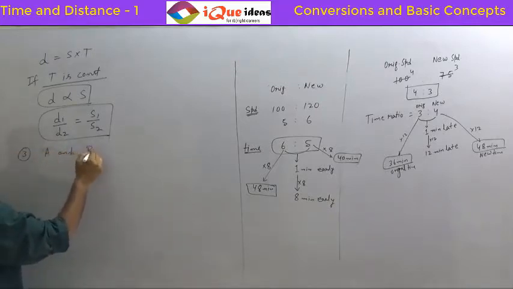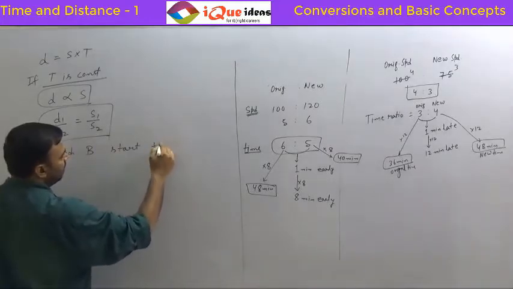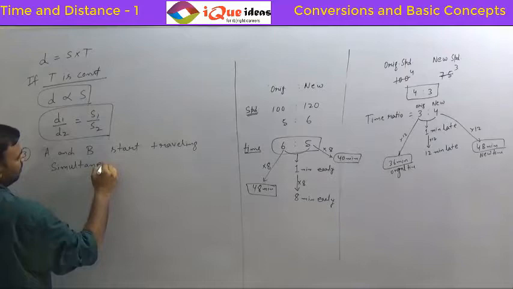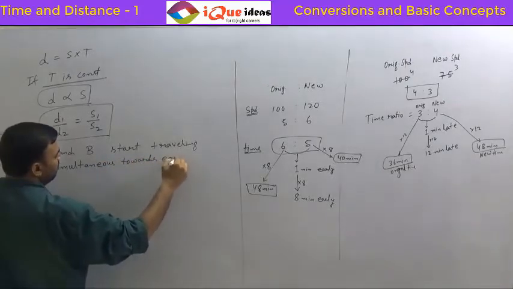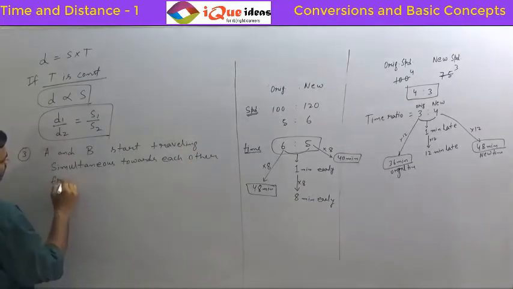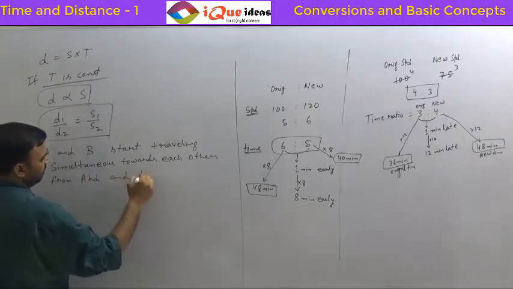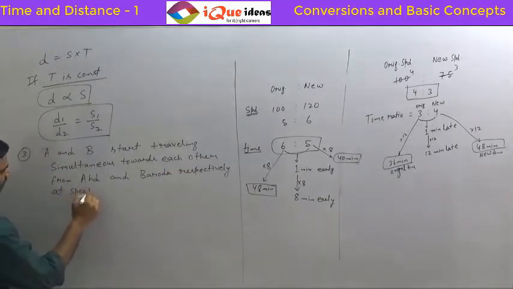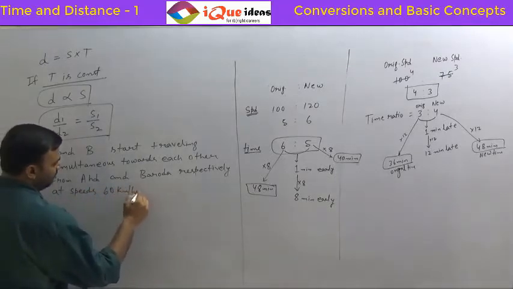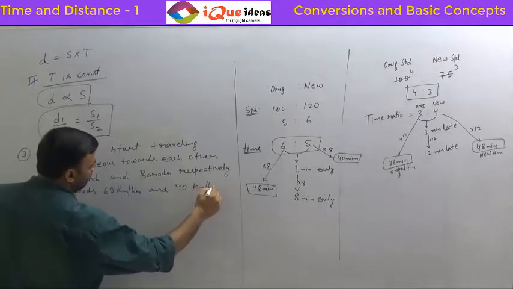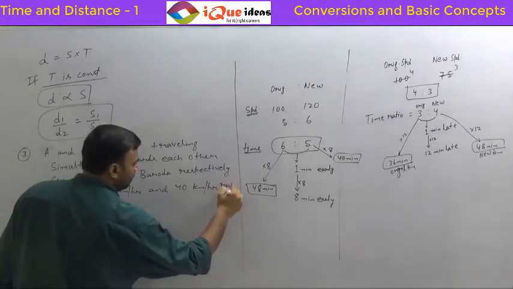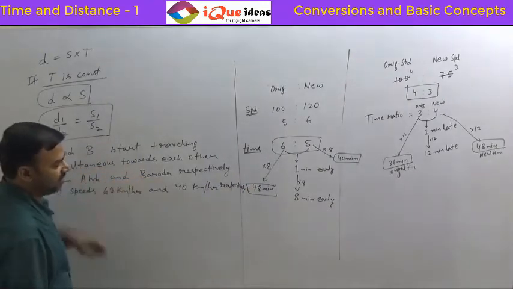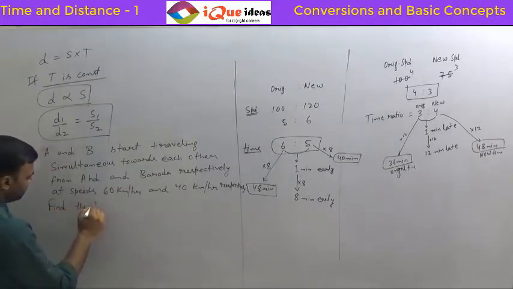A and B start traveling simultaneously towards each other from Ahmedabad and Baroda respectively at speeds 60 kilometers per hour and 40 kilometers per hour respectively. That means A starts from Ahmedabad with a speed of 60 kilometers per hour, B starts from Baroda at a speed of 40 kilometers per hour. Find the ratio of distances traveled.